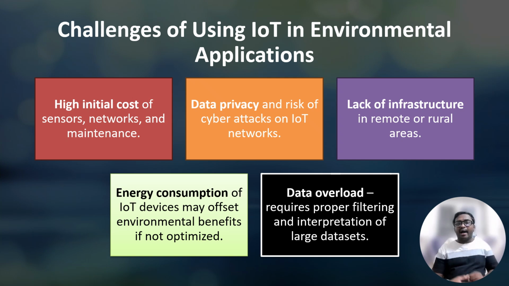Challenges of using IoT in environmental applications: high initial cost of sensors, networks and maintenance; data privacy and risk of cyber attacks on IoT networks; lack of infrastructure in remote or rural areas; energy consumption of IoT devices may offset environmental benefits if not optimized; data overload requires proper filtering and interpretation of large data sets.